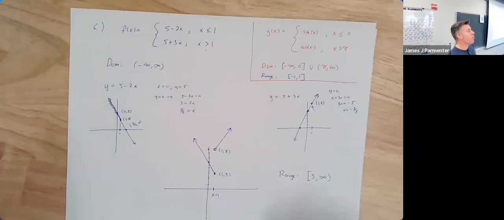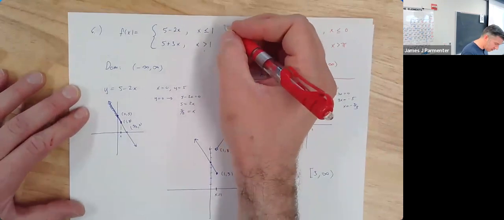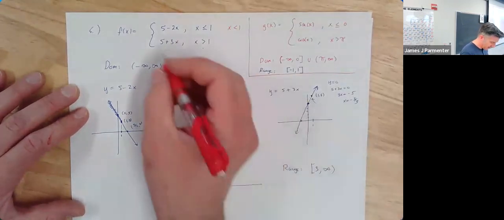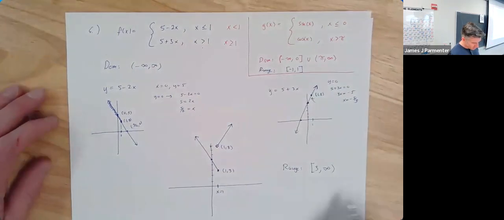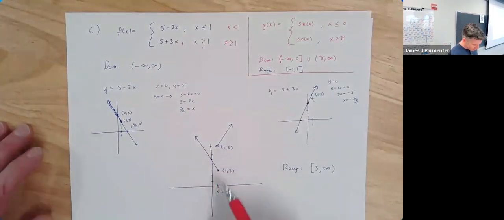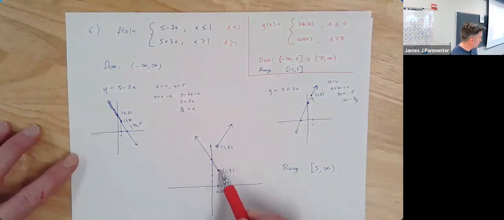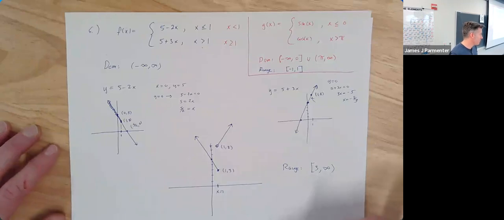And just to point out, if instead this had been slightly different and the function had been 5 minus 2x when x was less than 1, and it had been 5 plus 3x when x was greater than or equal to 1, the only way this function would have changed would have been, this would have been a closed circle now, and that would have been an open circle. And that would have changed my range by them being a parentheses for 3 instead of a bracket. We would have excluded.